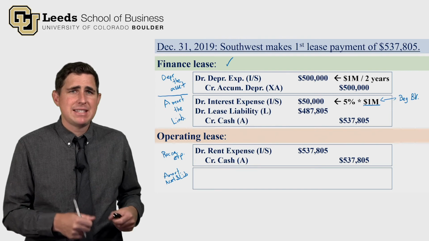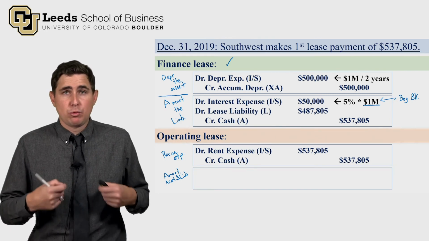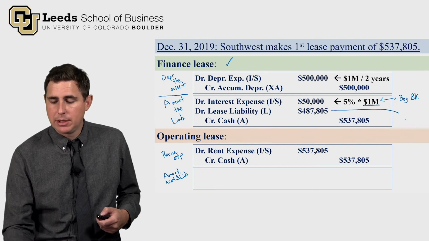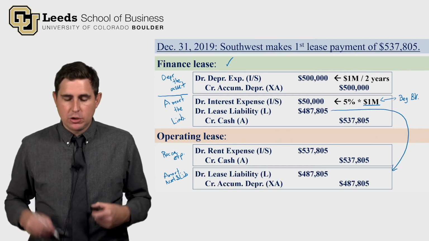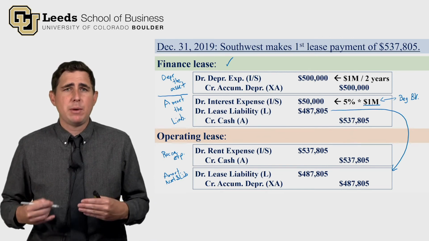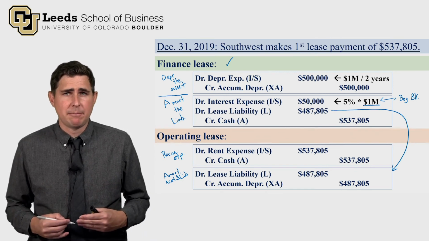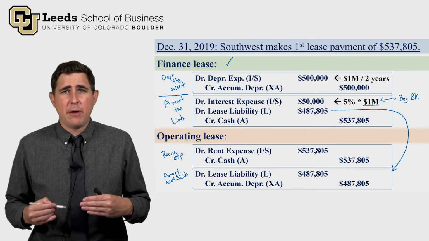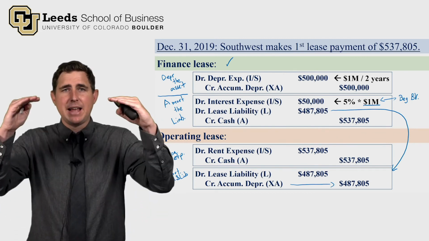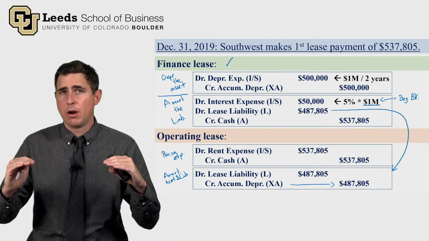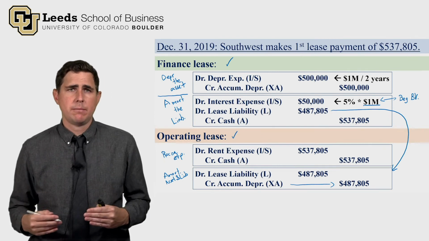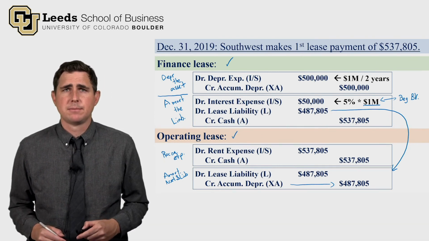Now we amortize the asset and liability, and the rule is you just amortize it at the same rate as what you amortize the liability in a finance lease. So you'll see that the same number, $487,805, is the amount that we amortize the lease liability. It's also the same amount that we amortize the lease asset here. So the asset and liability are decreasing towards zero at the same rate in an operating lease. So that's the first year of accounting for an operating lease.